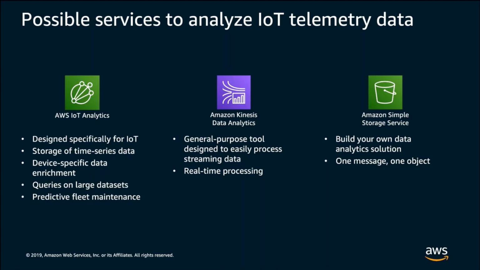But if customers want to see real-time processing data, they can choose Amazon Kinesis Data Analytics instead of AWS IoT Analytics, because AWS IoT Analytics does not support real-time processing data. If they want to build the telemetry analytics solution by themselves, they might choose Amazon Simple Storage Service.